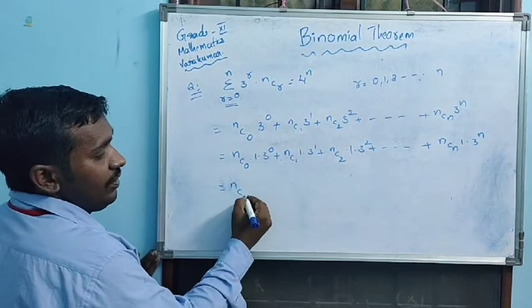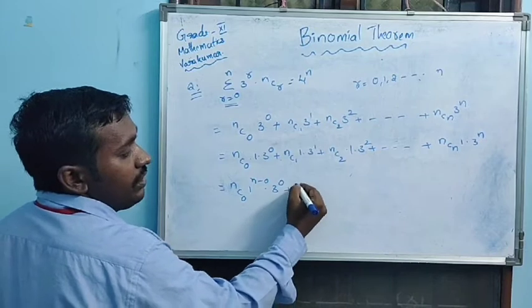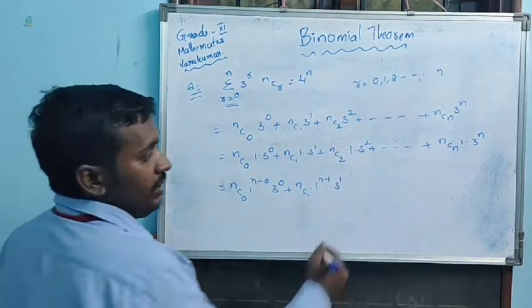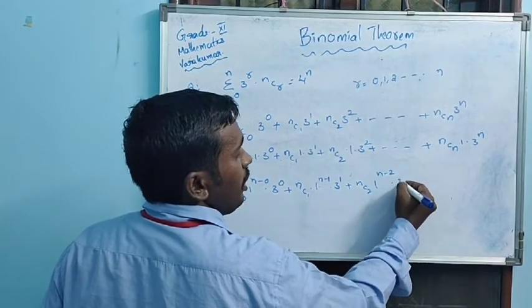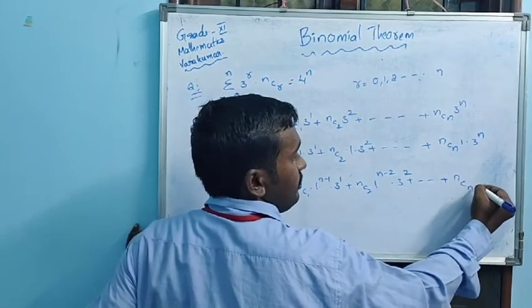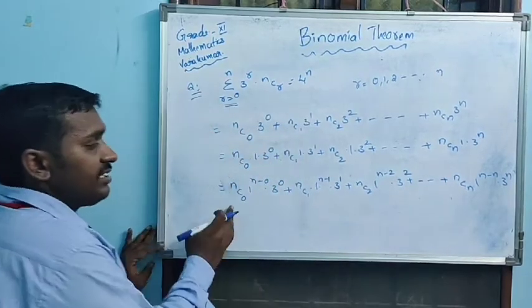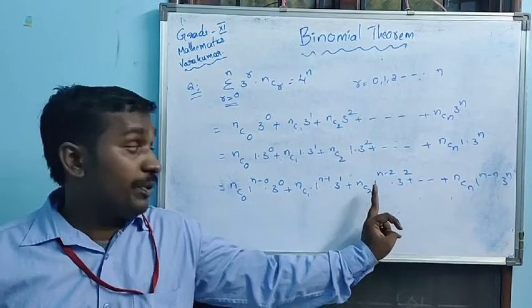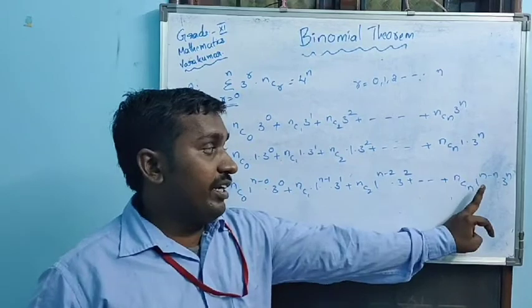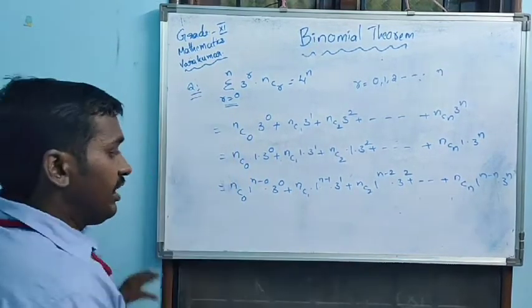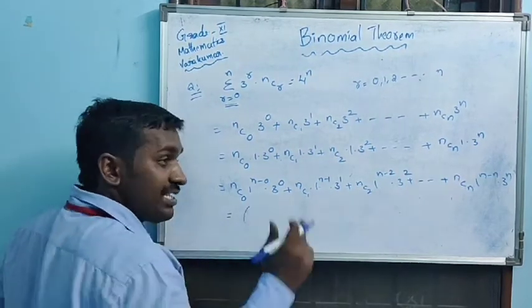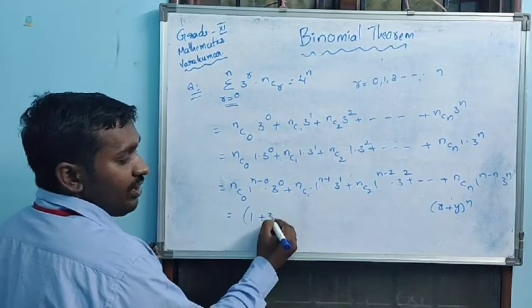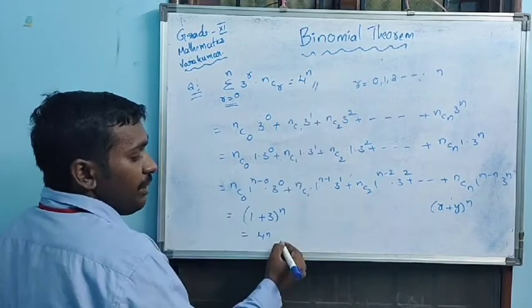So next, what can I write? NC 0 1 power n minus 0 into 3 power 0, NC 1 into 1 power n minus 1 into 3 power 1, because 1 power anything is 1. Then NC 2 1 power n minus 2 into 3 power 2, and so on, NCN 1 power n minus n into 3 power n. It is looking like the expansion of NC 0 x power n minus 0 into y power 0, NC 1 x power n minus 1 into y power 1 plus NC 2 x power n minus 2 into y power 2, and so on, NCN x power n minus n into y power n. Now easily you could apply the formula. What can you write? x plus y whole power n. What is x value? 1. What is y value? 3. All power n. So 4 power n. This completes the solution.